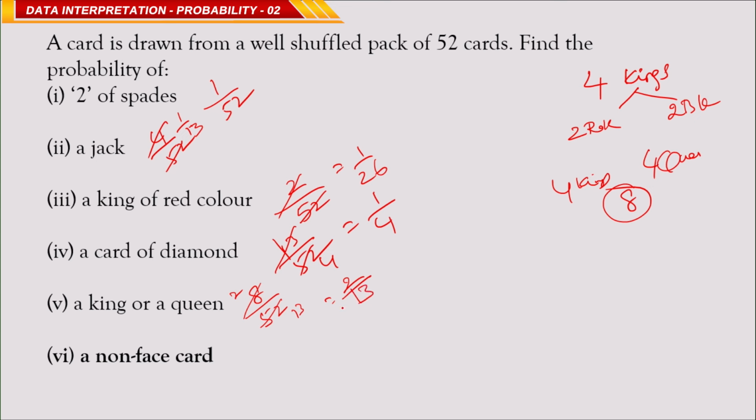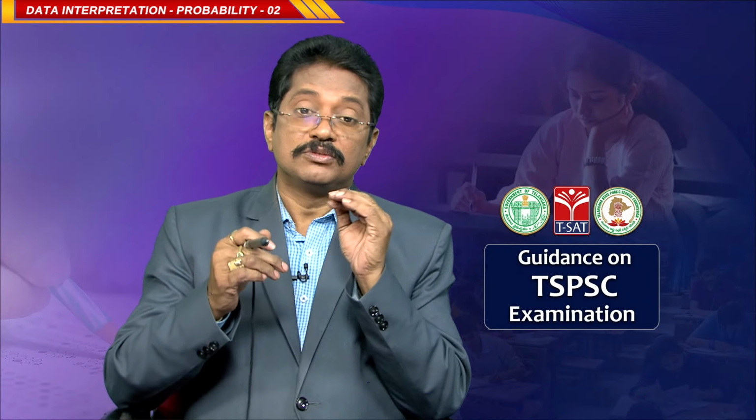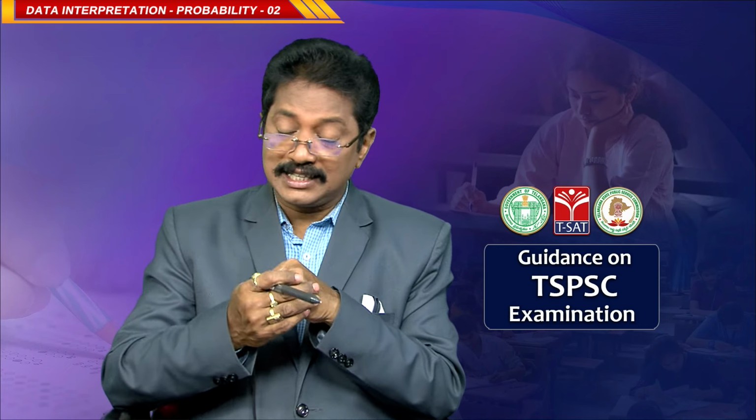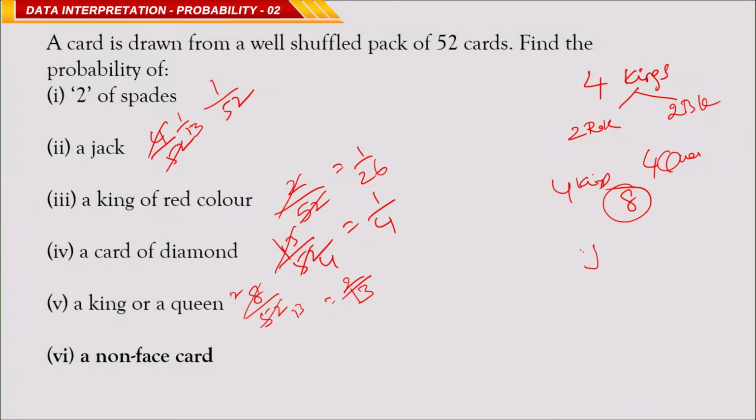Okay. Next, a non-face card. How many face cards are there? There are 12 face cards. Already I said jack, queen, king. These are the 3 face cards in each group. In spade we have 3 face cards. In diamond we have 3 face cards. In club we have 3 face cards. And in heart we have 3 face cards.